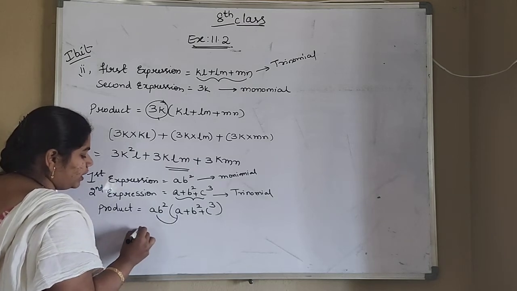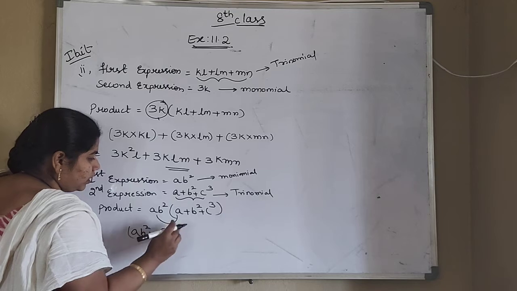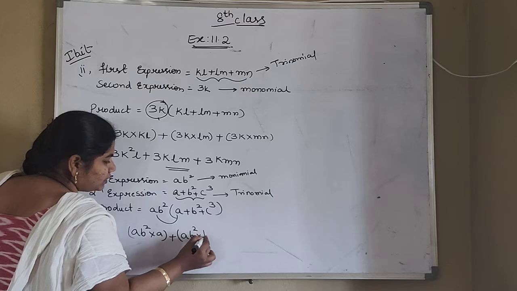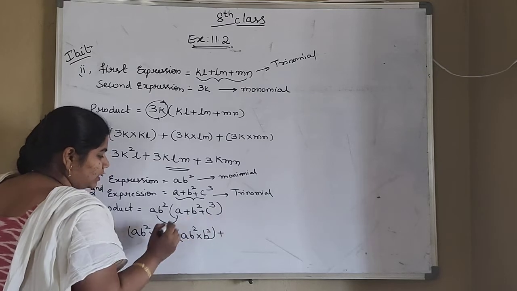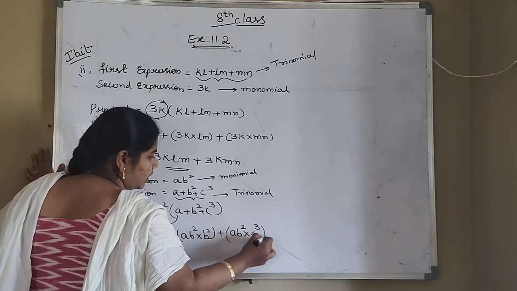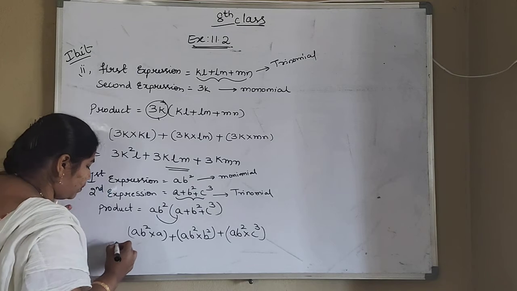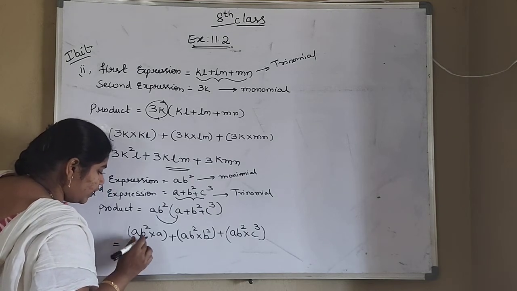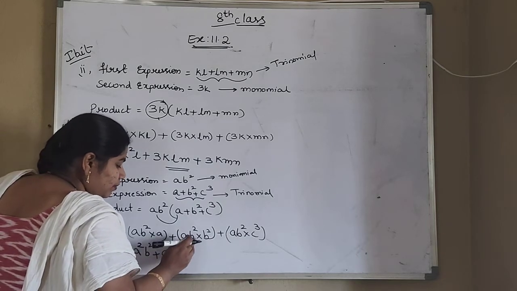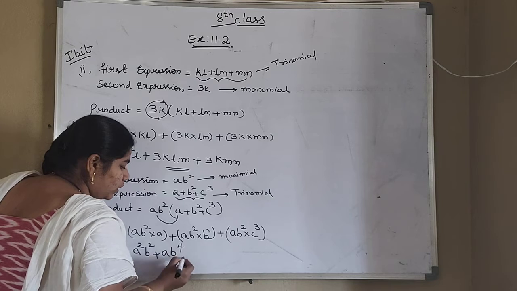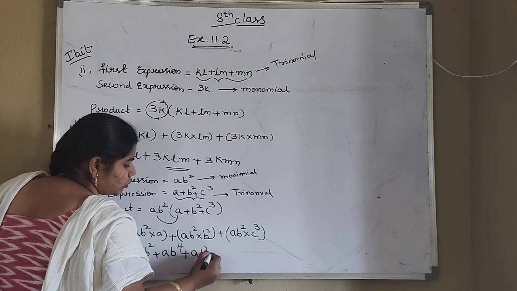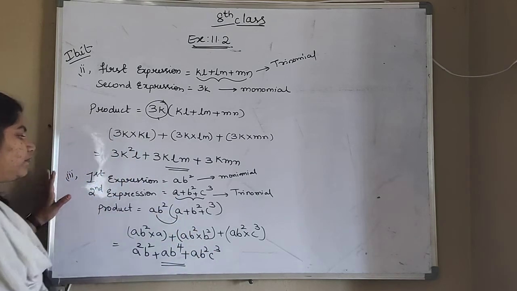So AB square into A, here plus is there, so plus, now AB square into B square, here plus is there, so plus, again AB square into C cube. Okay, so now you multiply. A into A is A square, only one B square is there, write as it is, plus A as it is, B square into B square will be B power 4, plus only 1 A, 1 B square and C cube. So this is our result of the second one.